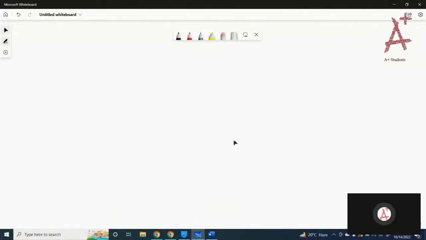So, we're going to start with grade 5 maths. So, let's start with grade 5 maths. You can find all the lessons on aplusstudents.com.